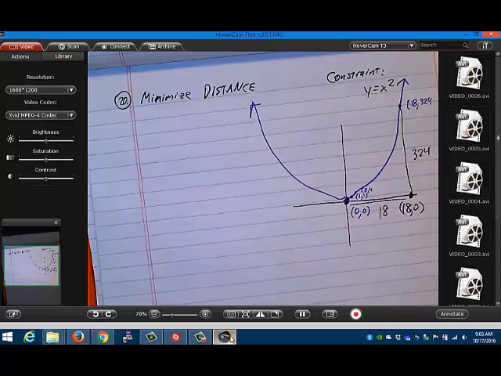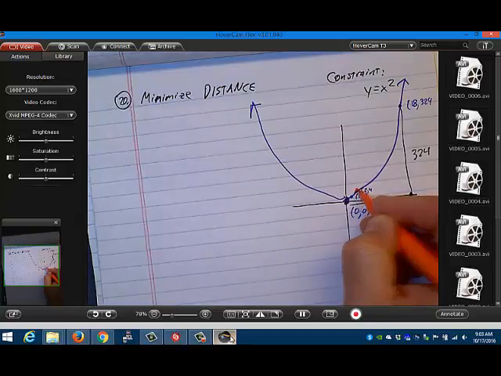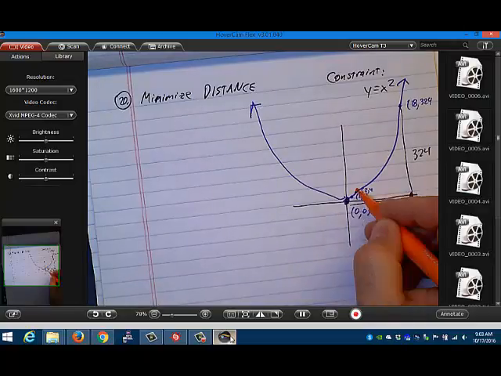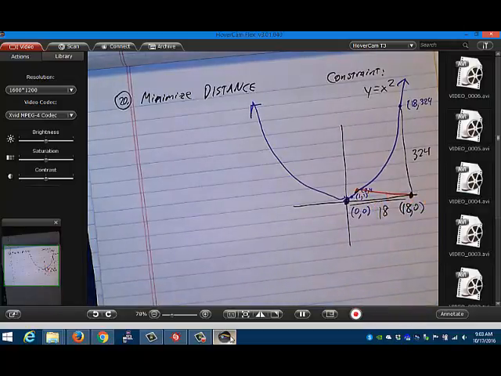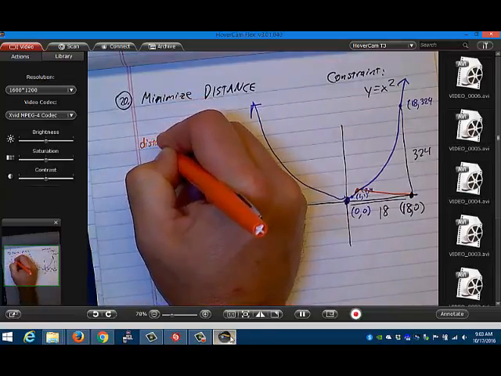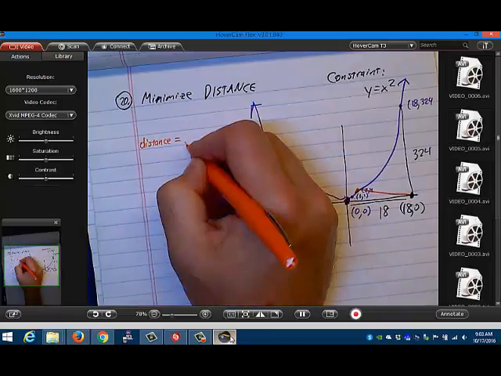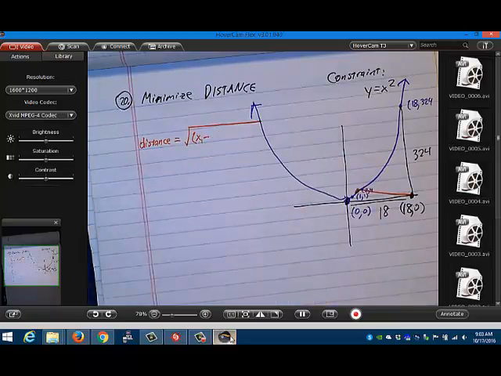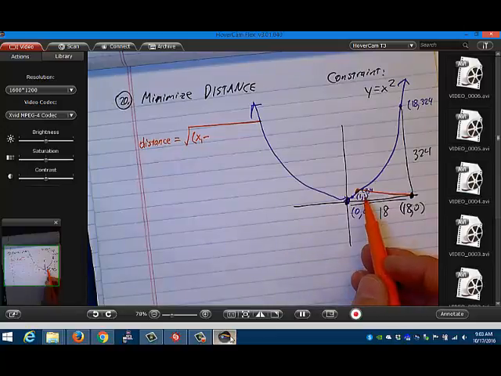How do you find the distance, by the way? How do you find the distance from one point to another? Like, what if I thought the answer is 2 comma 4? Could it be? Distance formula? So we can use the distance formula. What is the distance formula? Equals the square root of x1 minus x2 squared, right? Plus y1 minus y2 squared.